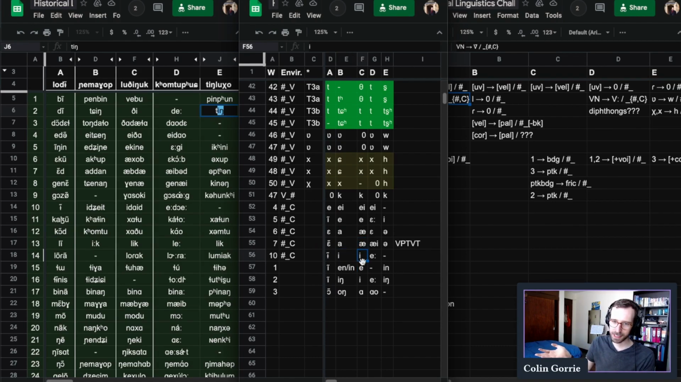Perhaps there was an original state of affairs where you had compensatory lengthening and nasalization, and then A and D lost the length, and A and C lost the length, and C and D lost the nasalization. That would be my back of the napkin guess. But let's just continue on systematically so we can gather more data.